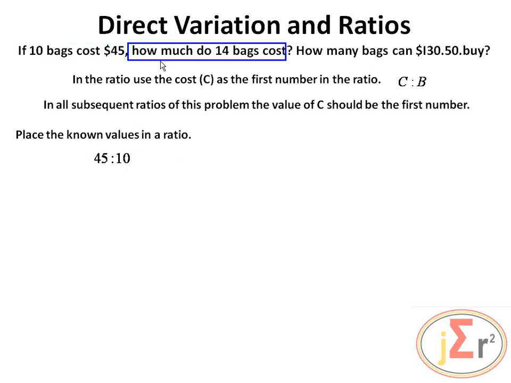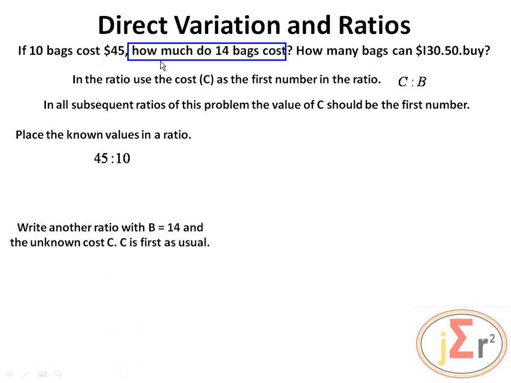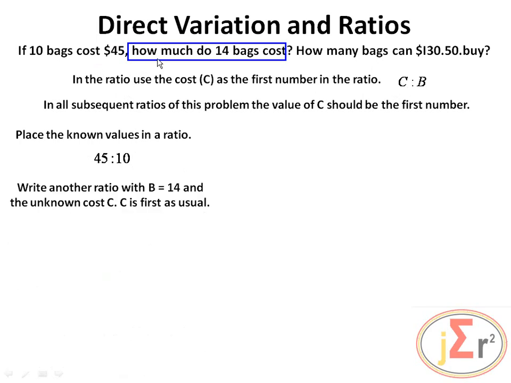So the question is, how much do 14 bags cost? Write another ratio with B is equal to 14. So the number of bags is equal to 14 and the cost C is unknown. And of course, C is going to be placed in the ratio first. So the cost goes first and the number of bags goes next. All the time, the cost goes first and the number of bags goes next. The initial ratio is 45 to 10. And again, the next ratio is the cost to the number.